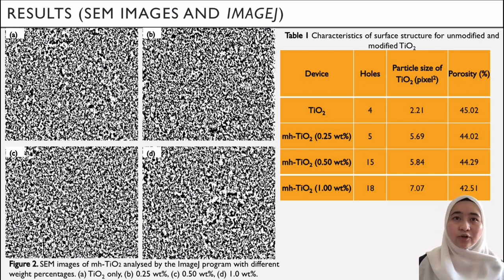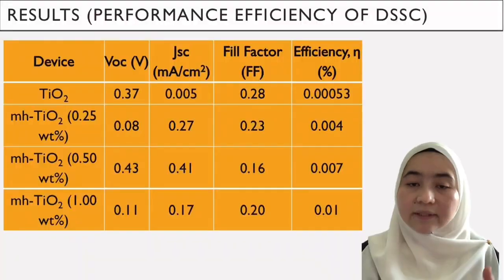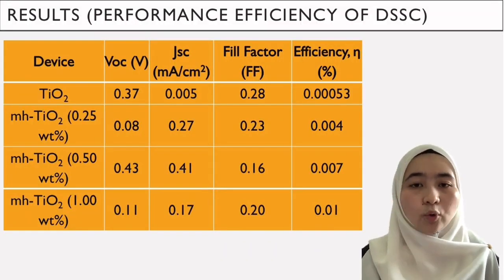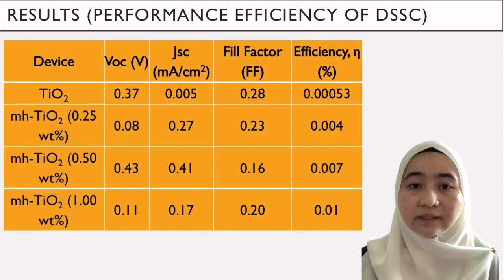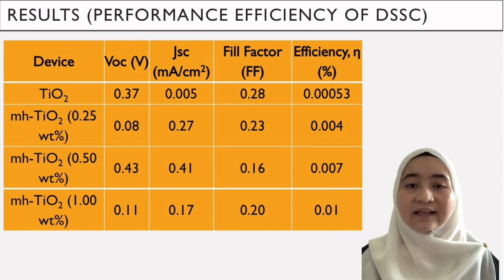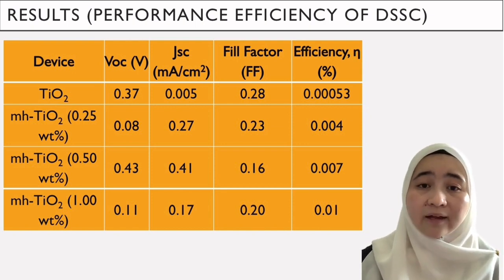With the particle size increase, the number of holes for the TiO2 particles also increased. And this is due to the dispersion of particles in the paste being related to the degree of mixing of TiO2 with MHPPV, which gave an impact on the pore size distribution. From the table, the unmodified TiO2 gave an efficiency of 0.00053%, where the device of MHTiO2 with weight concentration of 1% gave the highest efficiency compared to TiO2 only.